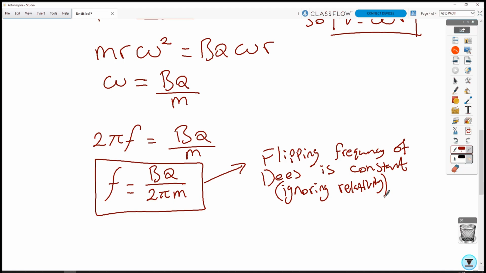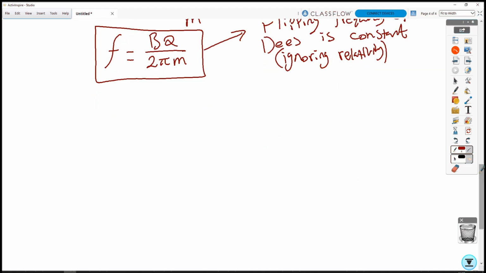Now, that comes with some limitations. If we are ignoring relativity, that means that this equipment cannot be used when relativistic effects are relevant. You know, the flipping frequency is constant, but isn't the electron accelerating? It is. So wouldn't the flipping frequency have to increase as well to match the speed of the electron?